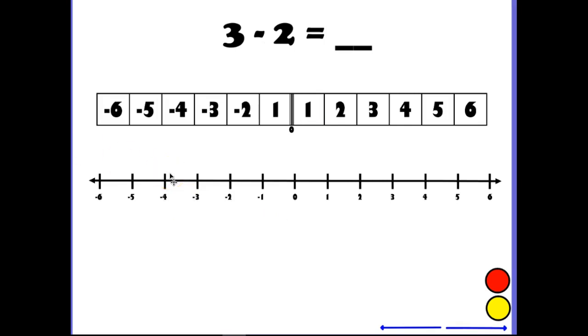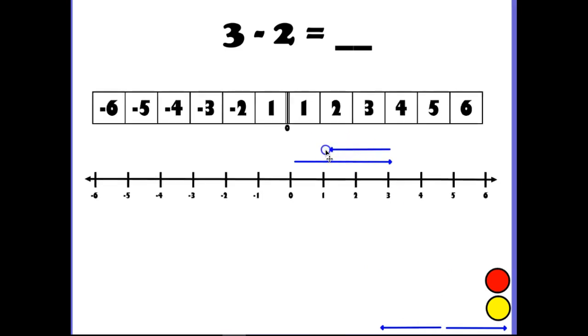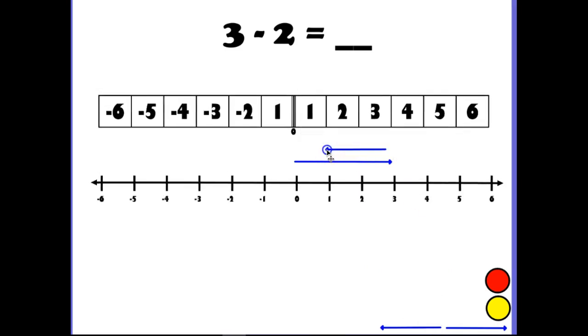Three minus 2. Real simple. I have a +3, and I am going to subtract 2. So I started at 3 again, because that's where I ended up, and I'm going to subtract 2. One, 2, and then I end up with 1. 3 minus 2 is 1.